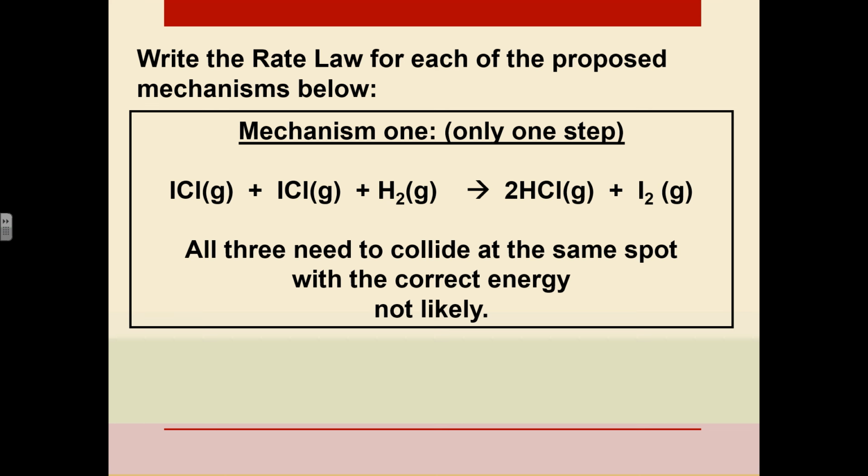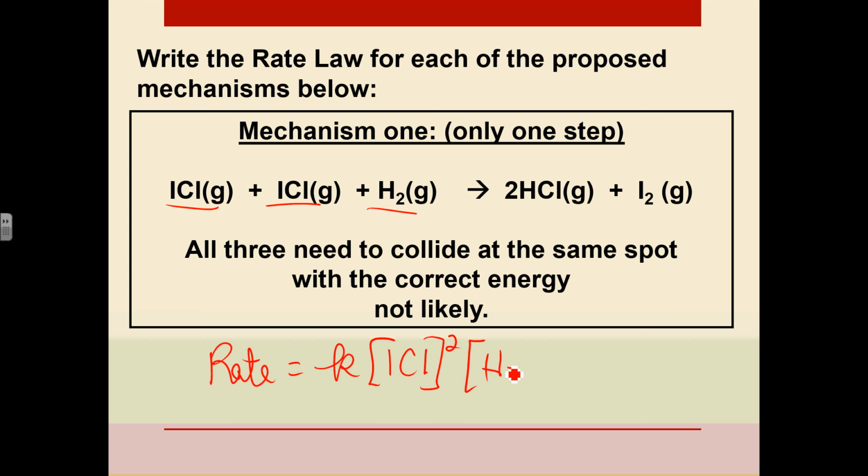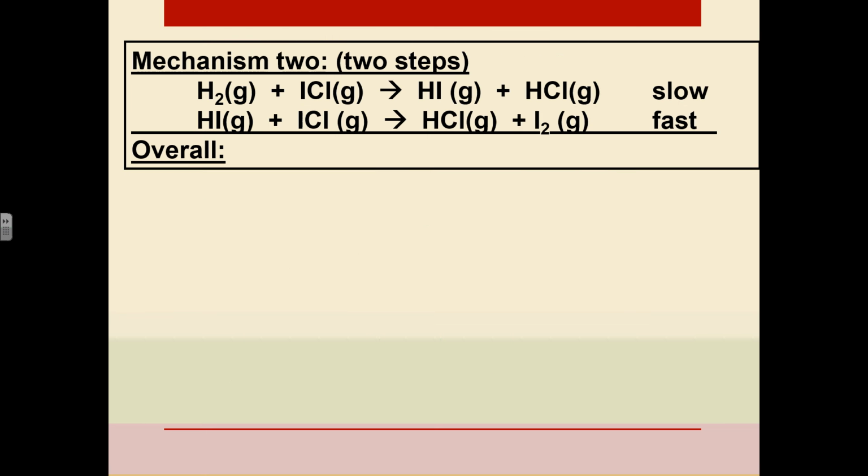So write the rate law for each of the proposed mechanisms below. So if this was only a one step, what would the rate law be? Well, you go back. If it's only one step, it also has to be the slow step. So you had 2 ICl's and 1 H2. So rate equals K times the concentration of ICl to the second, and then H2 to the first, because there's only one of them.